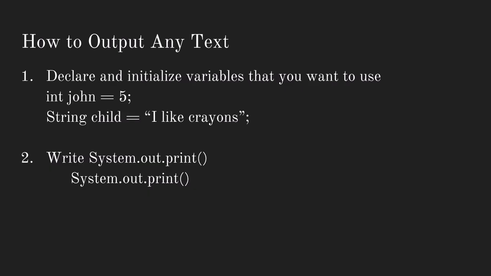Now, most importantly, how do we output text with methods like System.out.println, System.out.printf, or any of these methods in general? First, declare and initialize all the variables you want to use. Let's say I initialize the variable john, an integer, to 5, and child, a string, to "I like crayons." Then I would write System.out.print or System.out.println, depending on what you want to do. If you want to skip to the next line, use println. For this one, I'm going to stay on the same line, so I would use System.out.print.